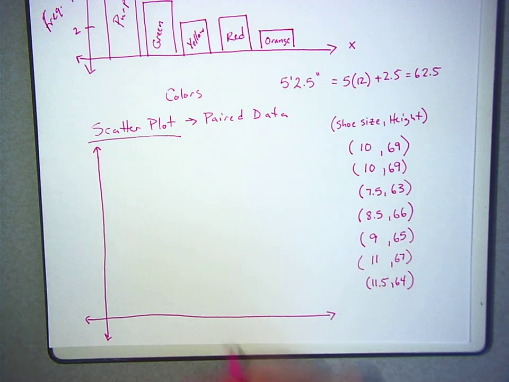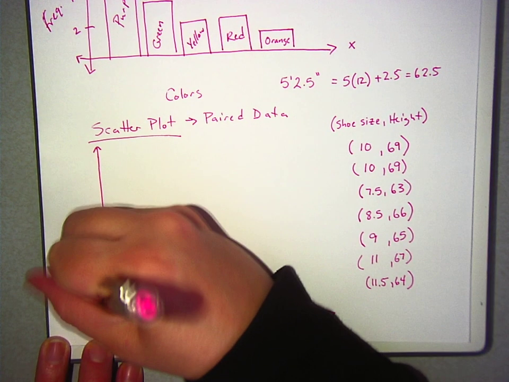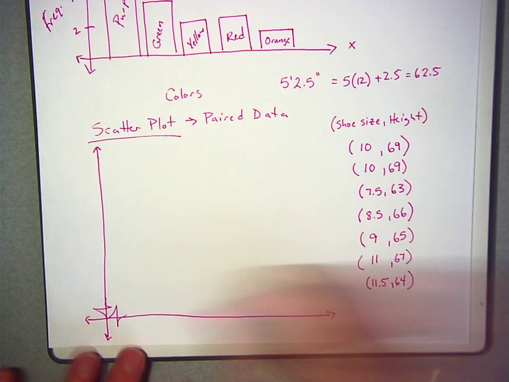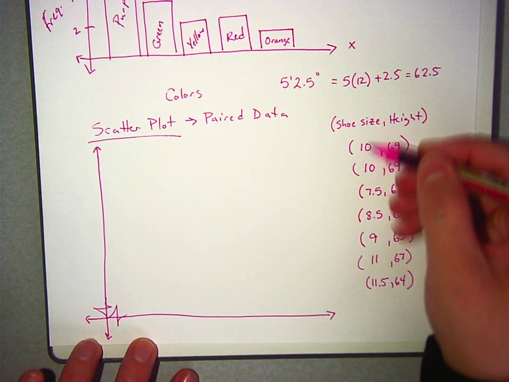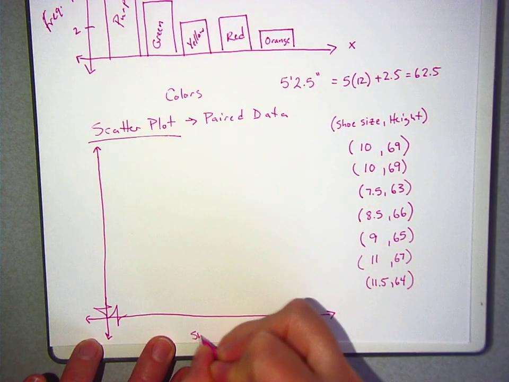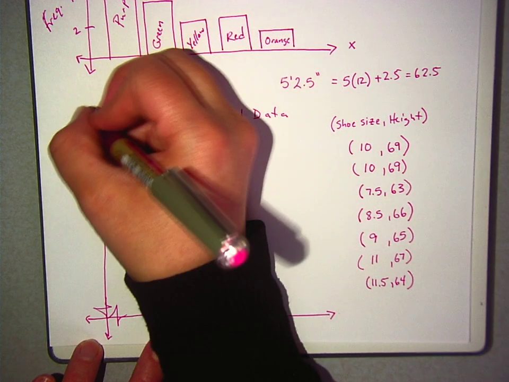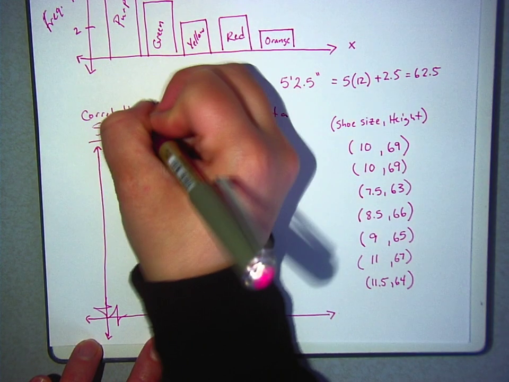No, we can later. All right, now we're going to definitely put a break here and here because I'm not going to go from 0 to 69. It actually doesn't matter which one you put on which, although I'm going to put shoe size on it because I listed it in the X spot. These graphs are usually used to compare the correlation between two sets of data.